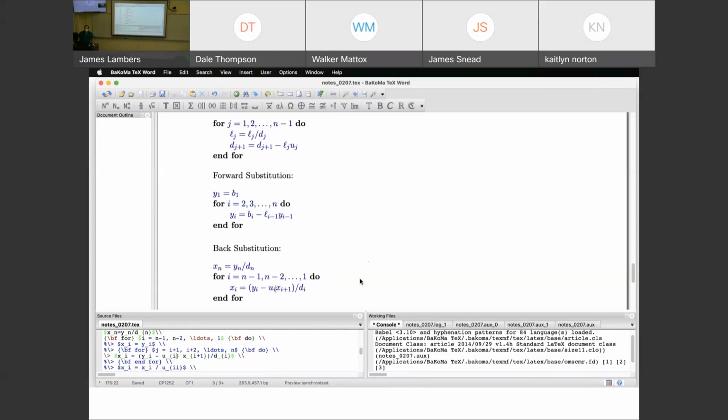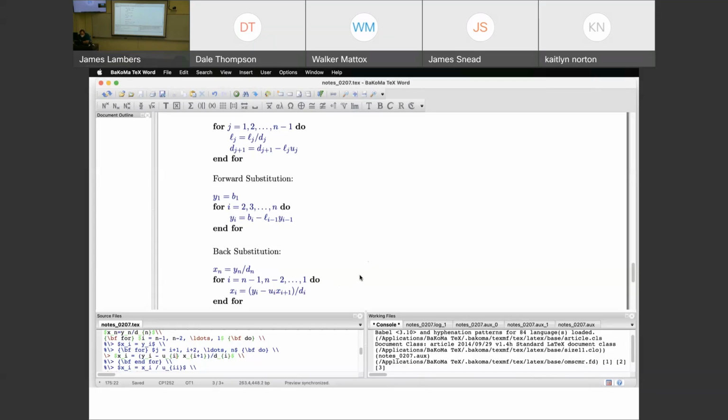And tridiagonal systems come up fairly often, especially, for instance, in differential equations. So that's a very important case to make as efficient as possible. So, questions about how these diagrams work?